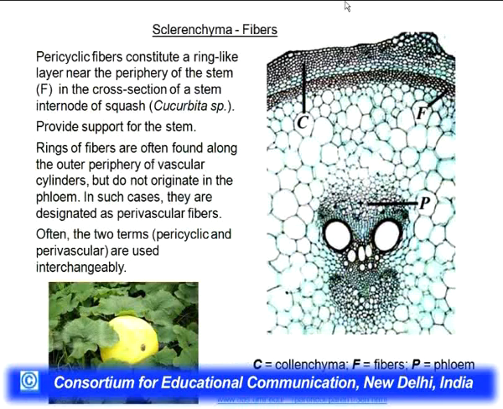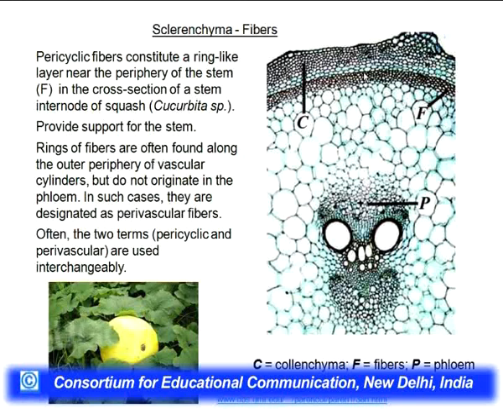Besides those sclereids, there are also fibers. Fibers play a very important role in plant support as well as being an economic part of the crops. This is a cross section of a plant.